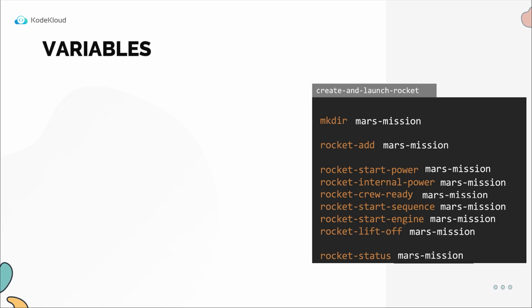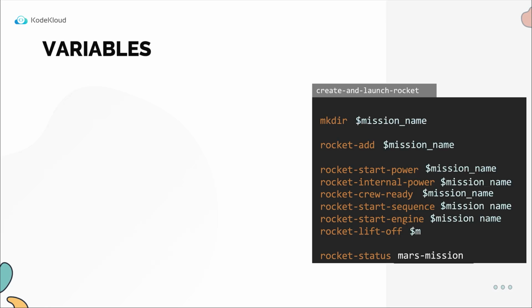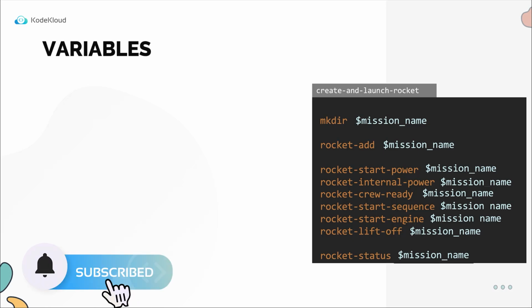A variable is a value that can vary or change. In this script, the values that can change are the mission names, so we replace the hard-coded mission names with a variable named mission_name. But how do you differentiate a static value from a variable? A variable always has a $ sign before its name. In this case, it's $mission_name. We must now set the value for the variable at the beginning of the script.